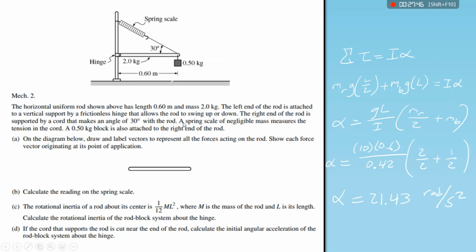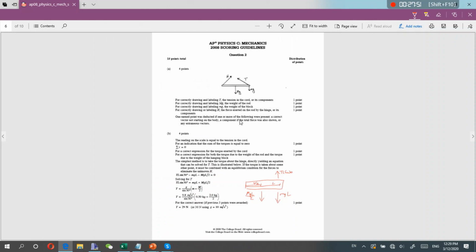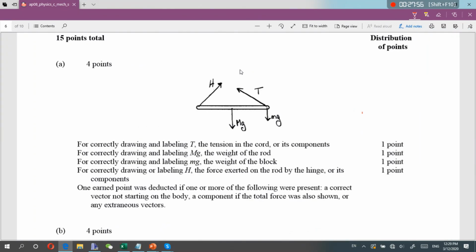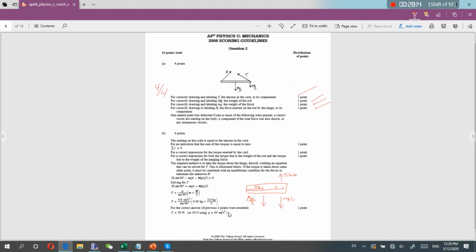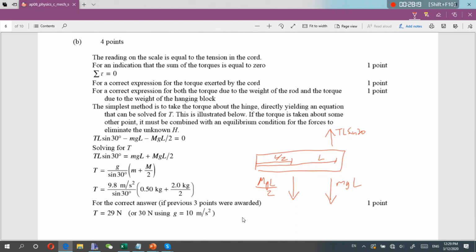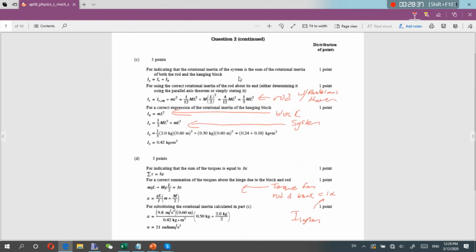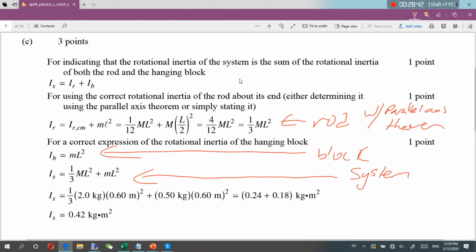Okay, let's throw up the scoring guide here. So we've got our diagram. Labeled tension or components, weight of the rod, weight of the block, H, force of the hinge. Okay, so that's 4 for 4 for the diagram. Then tension reading on the cord. Sum of the torques is 0. Expression for torque, expression for weight and rod. Okay, we've got that down here. And then correct answer, okay, we got 30, but we used 10, so that's okay. So that's another 4 for 4. System of inertia, rod, and block. Okay, we did that, so that's good. Parallel axis theorem for the rod, we did that. Hanging block, we did that, so that's 3 for 3.